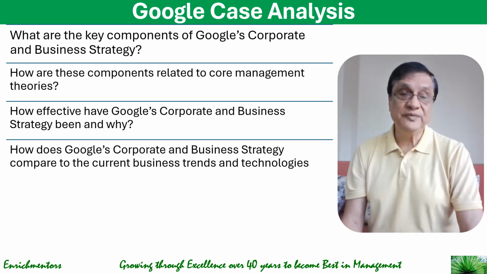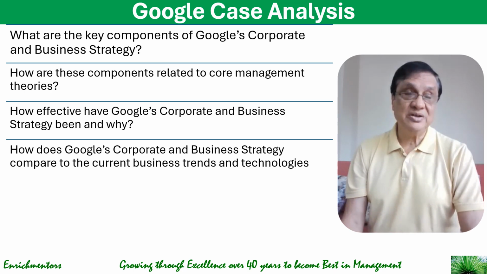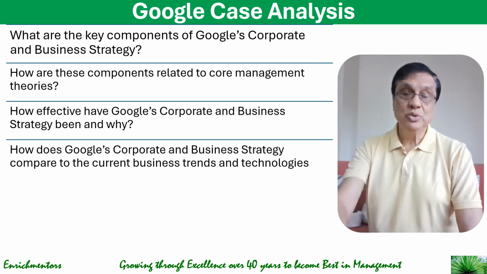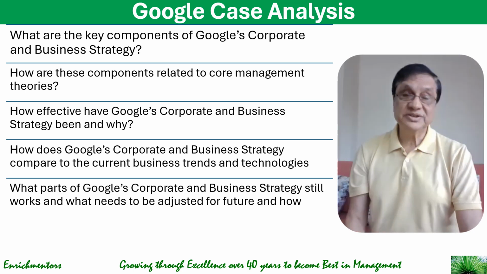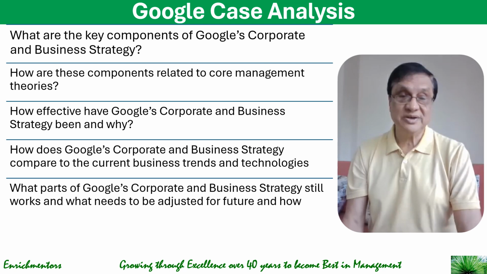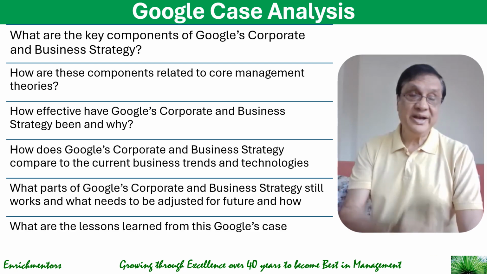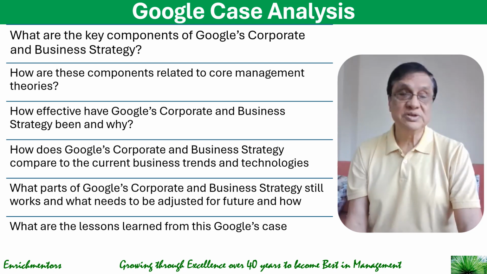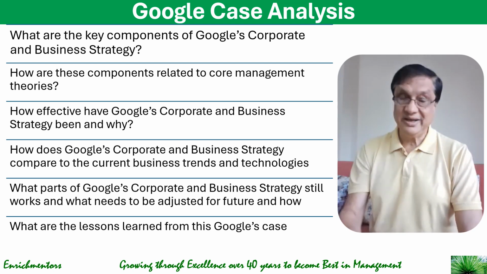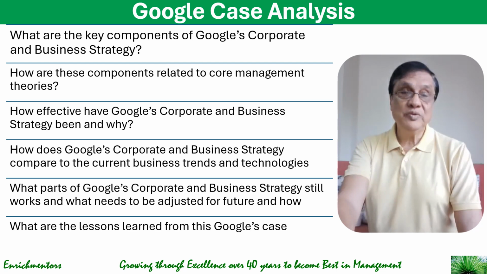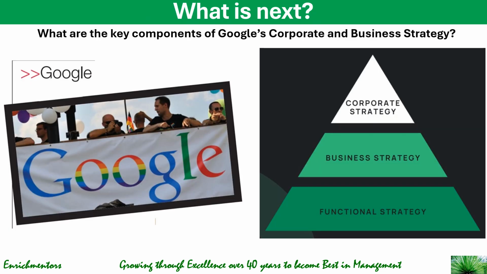Then, how does this relate to the future? What are the current business trends and technology, and how well does Google's corporate and business strategy compare to them? Then, what part of the corporate and business strategy still works, and what needs to be adjusted for the future, and how? And finally, what are the lessons learned from analyzing Google's corporate and business strategy? So I'd like you to focus on these six parts and do one step at a time. What we need to do in the next lecture is to identify the components of Google's corporate and business strategy that we can then analyze as we go forward.